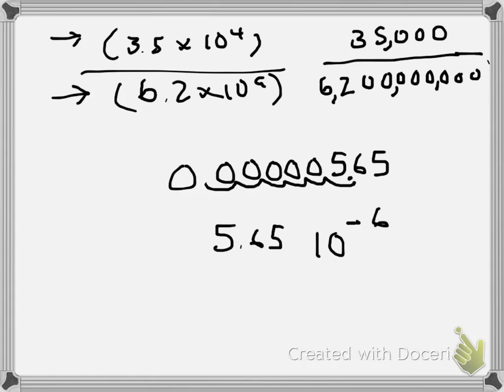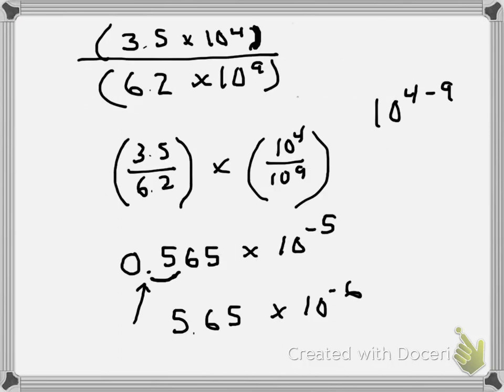And they agree with each other. 5.65 times 10 to the negative 6. And you're done.